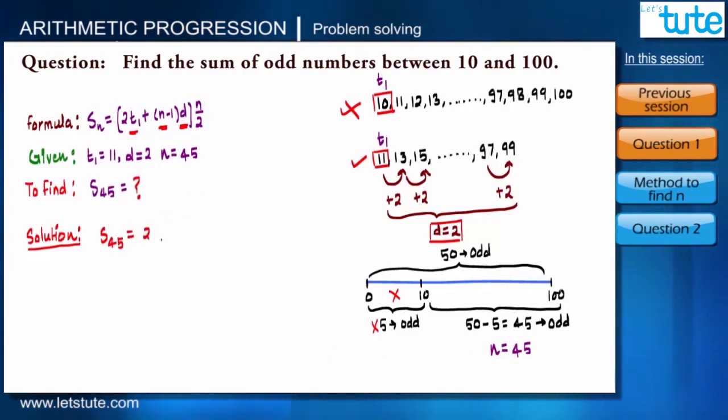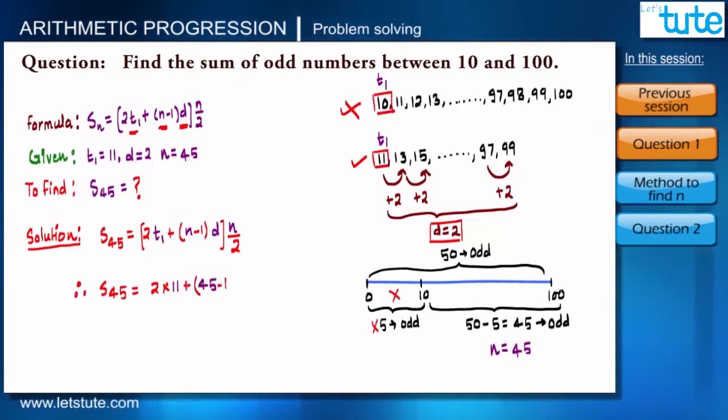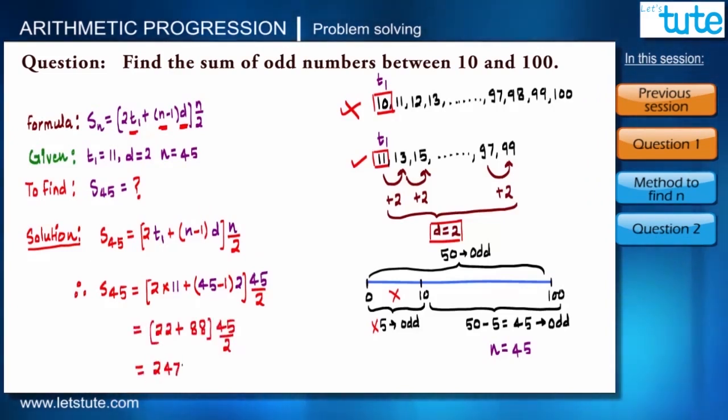So now we have got all the parameters. Substitute these parameters in the formula and we will get S45 equals 2 into 11 plus N minus 1, that is 45 minus 1 into 2, whole multiplied by 45 upon 2, and it will give us 2475.